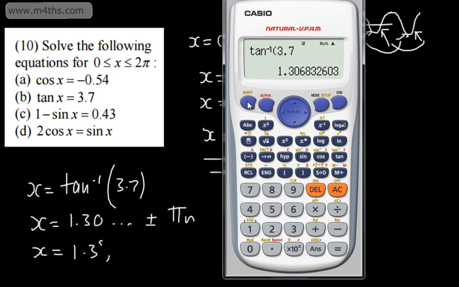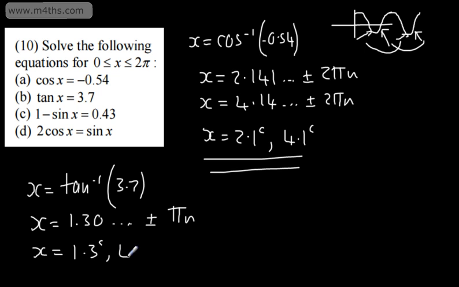If you want to, you can store this. I don't think you need to, just in case you mess it up. Plus now a multiple of pi, and that's going to give me 4.4. I think again these would be better to three significant figures.